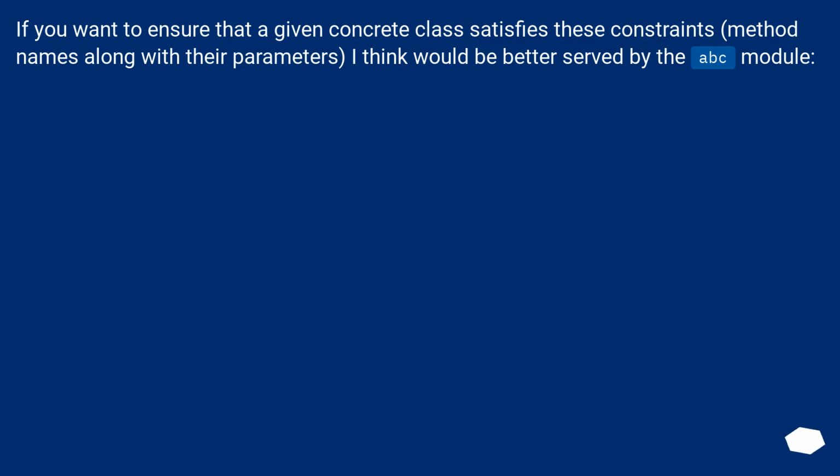If you want to ensure that a given concrete class satisfies these constraints, method names along with their parameters, I think would be better served by the ABC module.